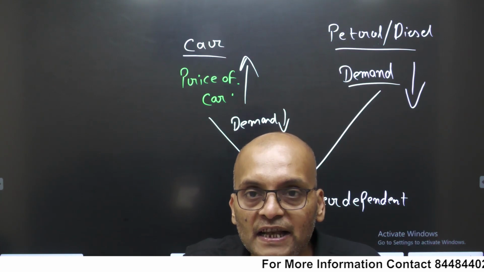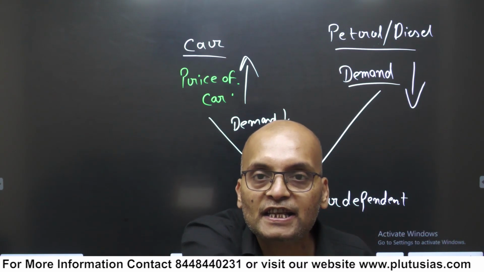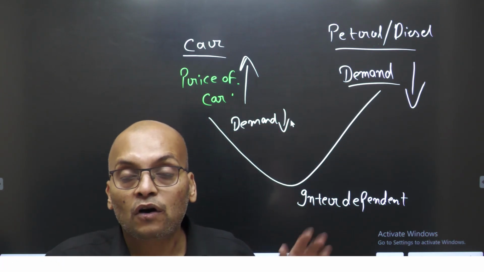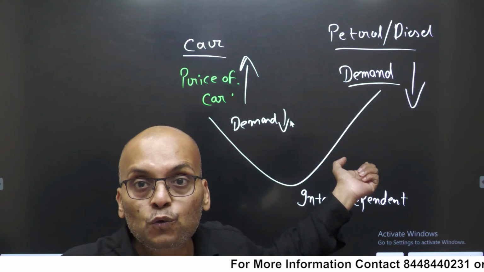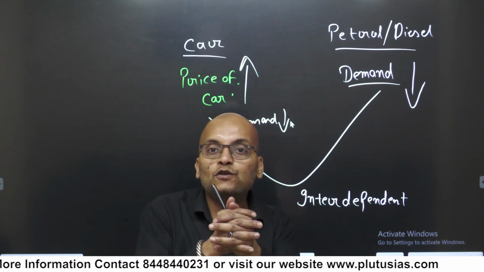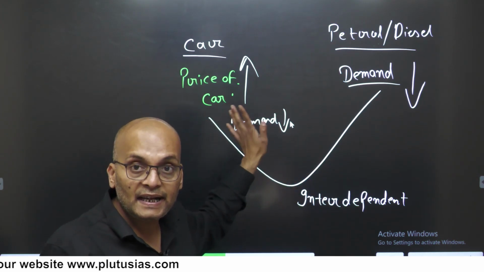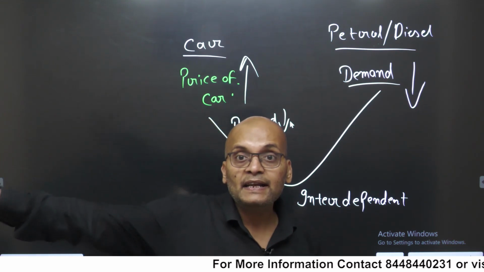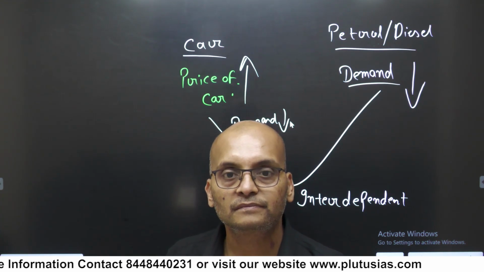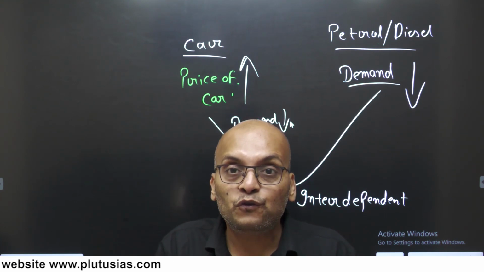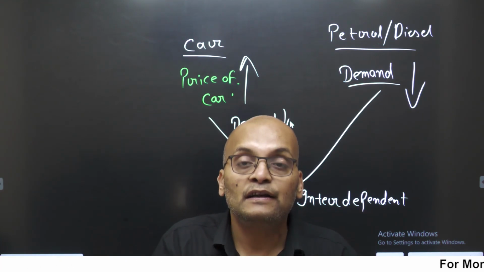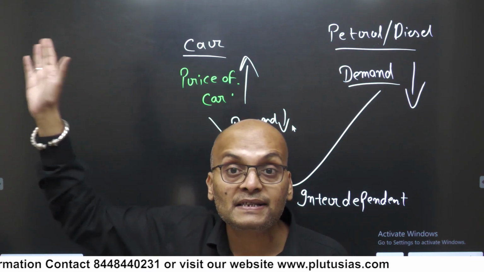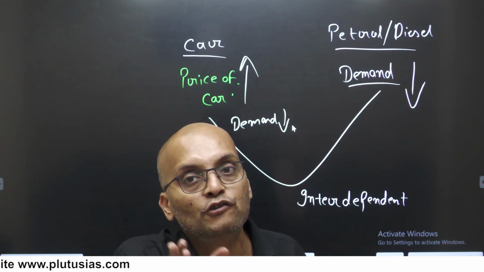Similarly, if the price of car reduces, demand of petrol increases. Why? People are purchasing more cars. Right or wrong? So what did we see? We saw that these goods are interrelated. Price of one good is determining the demand of another good and vice versa. Such goods which are interdependent, interlinked, where the price of one good determines the price of another good, where demand of one good determines demand of another good, are said to be complementary or supplementary.